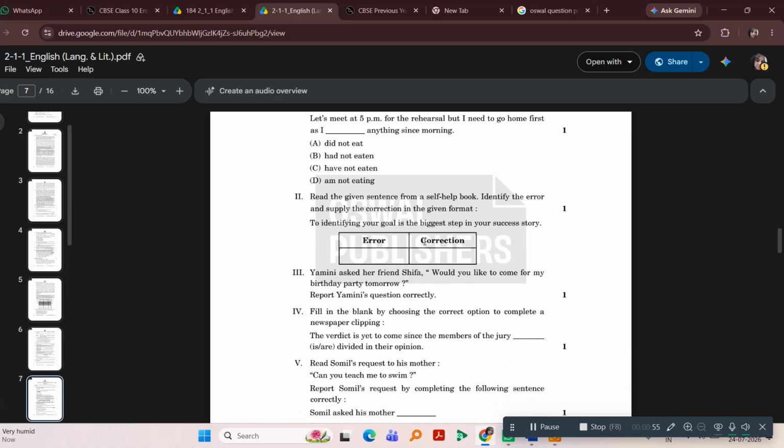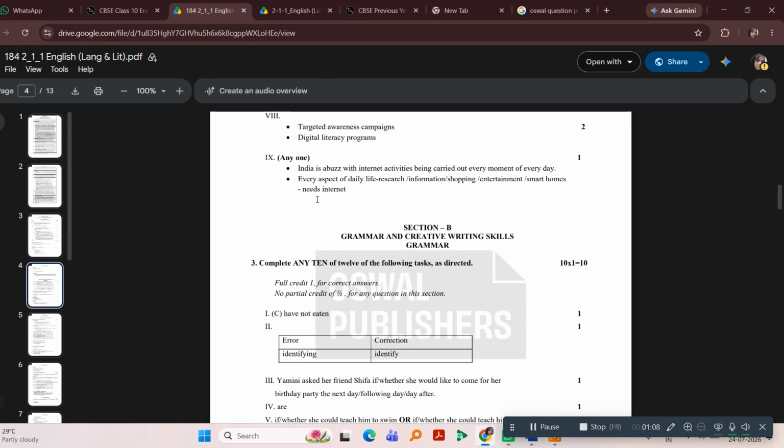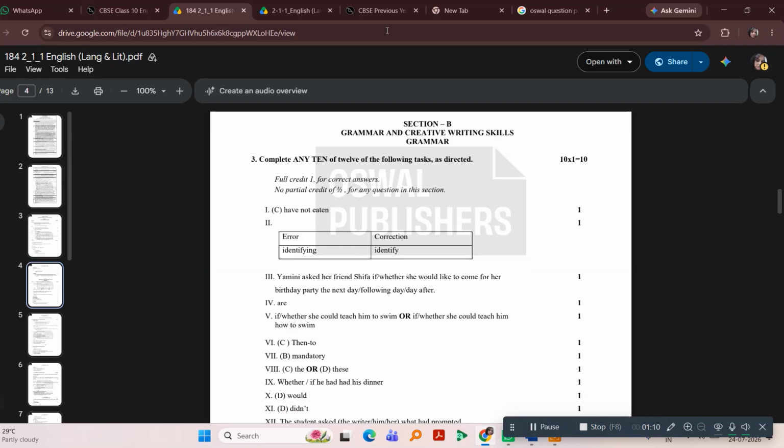The second question is: read the given sentence from a self-help book and identify the error and supply the correction in the given format. To identify your goal is the biggest step in your story. Instead of identifying, it should have been identify.